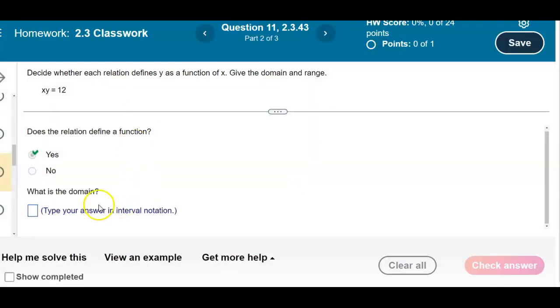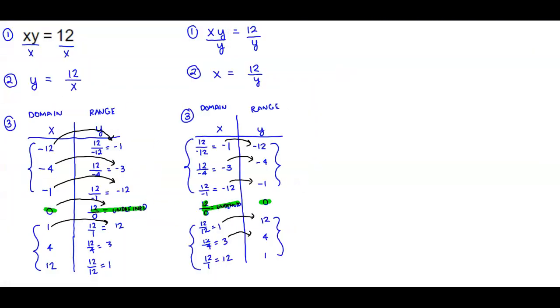Now we need to determine what is the domain of the function. If you notice, the domain can be any negative number, but it cannot be 0, and it can be any positive number. So when we want to find the domain of this function, think of the graph. We know that we can go from negative infinity to positive infinity.